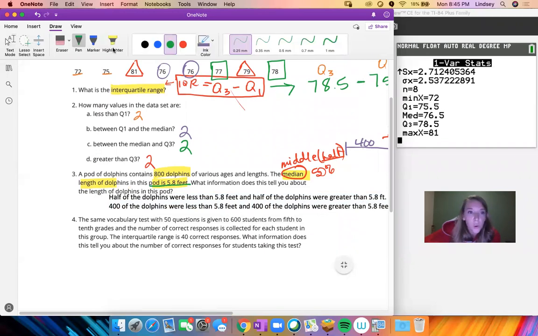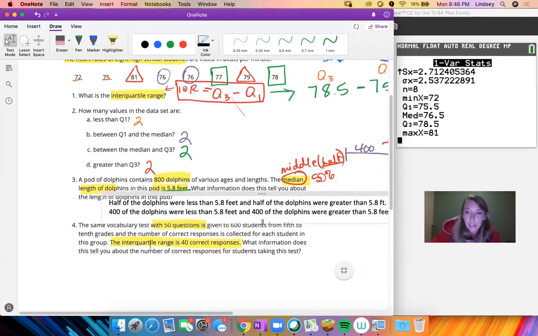So, new question, new scenario. A vocabulary test with 50 questions is given to 600 students from 5th to 10th grade, and the number of correct responses is collected for each student in the group. The IQR is 40 correct responses, out of the 50 questions. What information does this tell you about the number of correct responses for students taking this test?